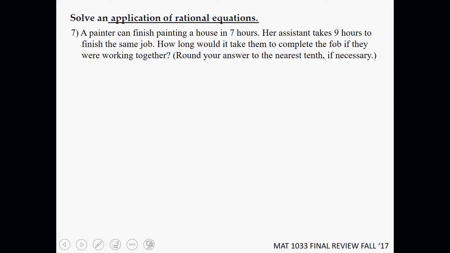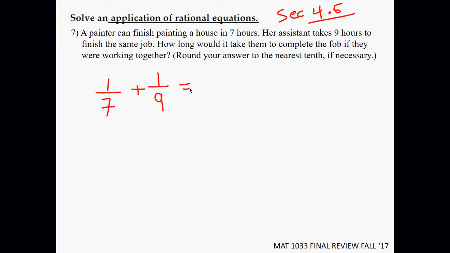Okay, so next one. A painter can finish painting a house in 7 hours. Her assistant takes 9 hours to finish the same job. How long would it take them to complete the job if they were working together? And this is from section 4.5. So if the first one takes 7 hours, that means it's 1 over 7 plus 1 over 9 equals 1 over t.